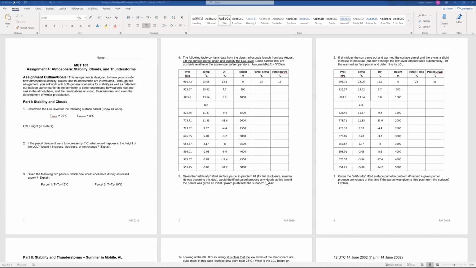Give it a little bit of thought, especially remembering that the clouds are going to happen once you reach the lifted condensation level. Number 6 is simply taking what happened in the morning and tweaking it a little bit for what may have been happening later in the day.